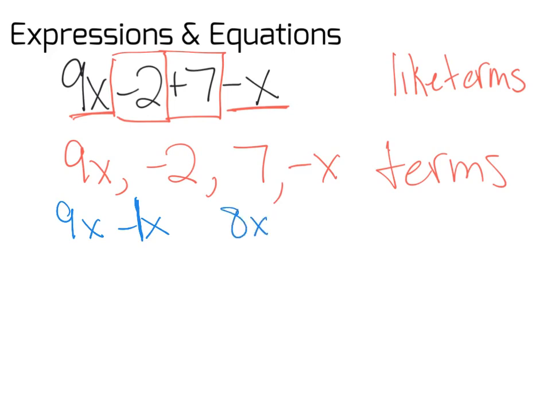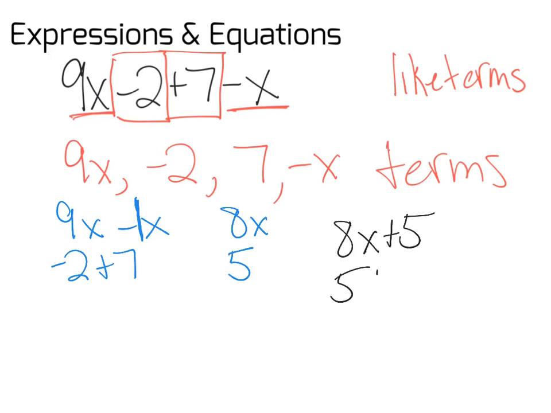Now let's look at the other two like terms I have, which are -2 plus 7. I know from my chapter 1 rules that that is just 5. So now I have an 8x and a +5. So I could rewrite that as 8x plus 5 or 5 plus 8x. Either way is acceptable. It means the same thing.